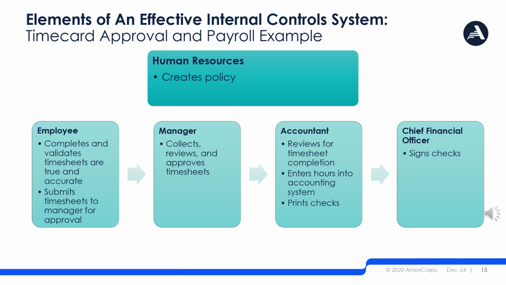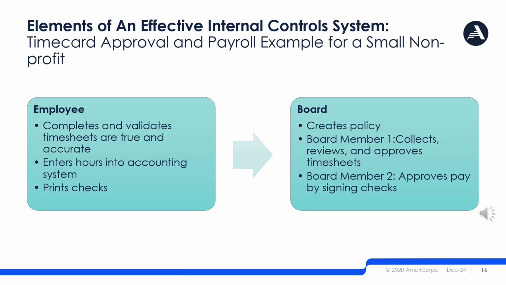Records must be adequately maintained in a safe, secure place for easy access when needed for future audits or reviews. In this next example, for a small nonprofit with one staff and a board, segregation of duties is very limited, but still possible. In this example, the board creates the policy, then the employee authorizes timesheets, enters hours into the accounting system, and prints checks.